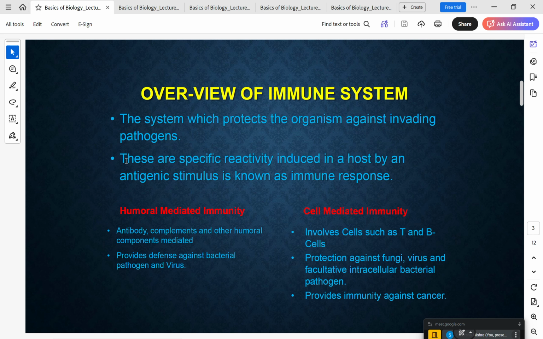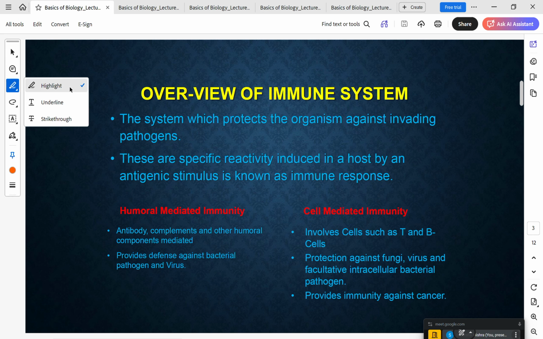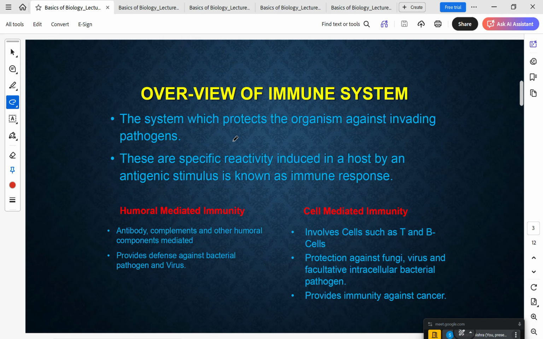So, the immune system, as we know, is the system placed inside the body that protects against any infections or pathogens. The immune system can be specific or non-specific. It can attack any foreign body that it encounters, or it can be very specific and react to a specific infection that the host is going through.